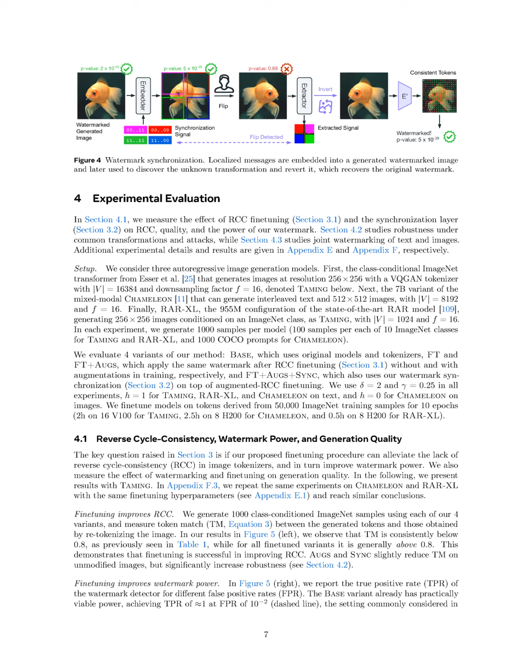Section Summary. In this section, we evaluate the impact of our proposed fine-tuning and synchronization methods on reverse cycle consistency, watermark power, and generation quality across 3 autoregressive image generation models. Our results show that fine-tuning improves reverse cycle consistency and watermark power without compromising the quality of generated images, as evidenced by consistent FID scores across different model variants.